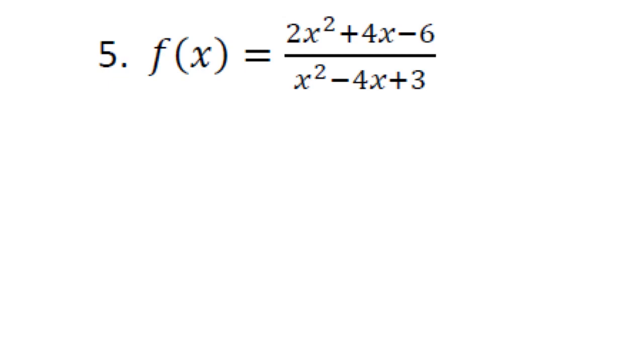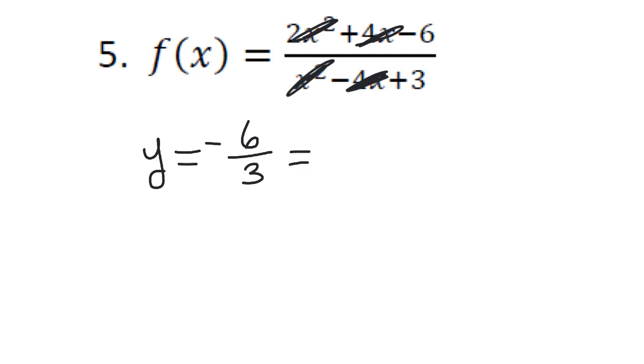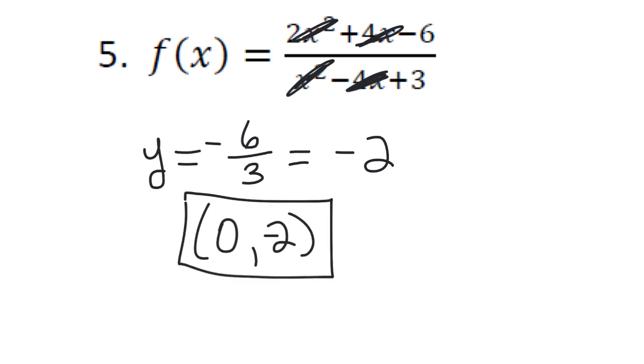Okay, for a problem like number 5, we are trying to find the y-intercept. So to get the y-intercept, we just make x 0 and solve for y. So y equals -6 over 3, or -2 in this case. And so we would say when x is 0, y is -2. And that is your y-intercept.